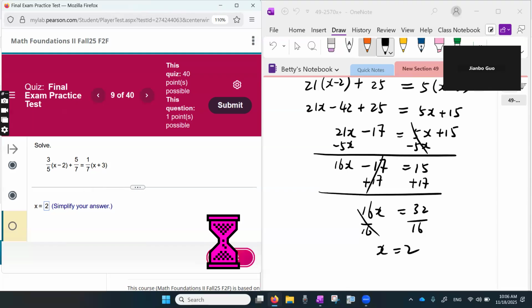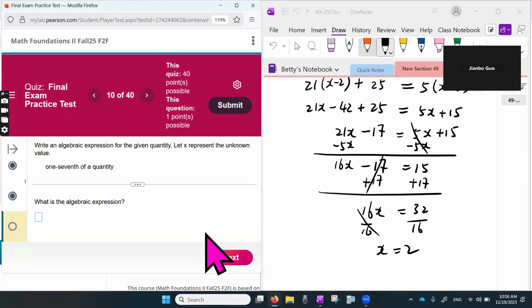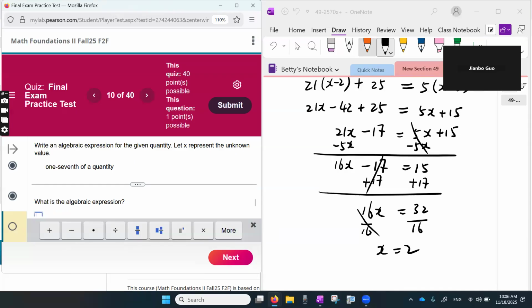So that's that. Question number 10. Translate, right? 1/7 of a quantity. We use x to represent a quantity. So 1/7 of a number is going to be 1 divided by 7, 1 over 7 times x. It's straightforward, right?